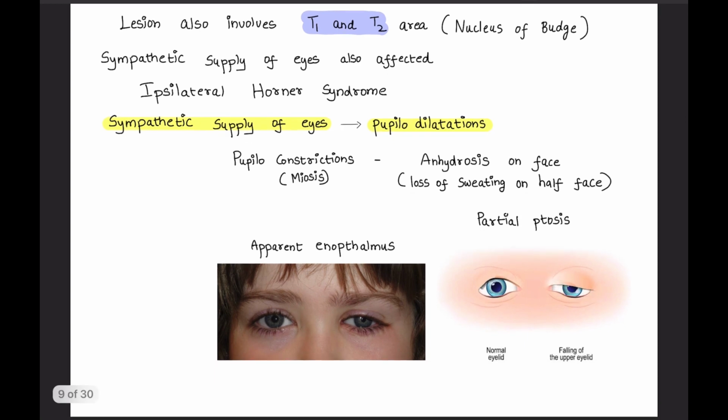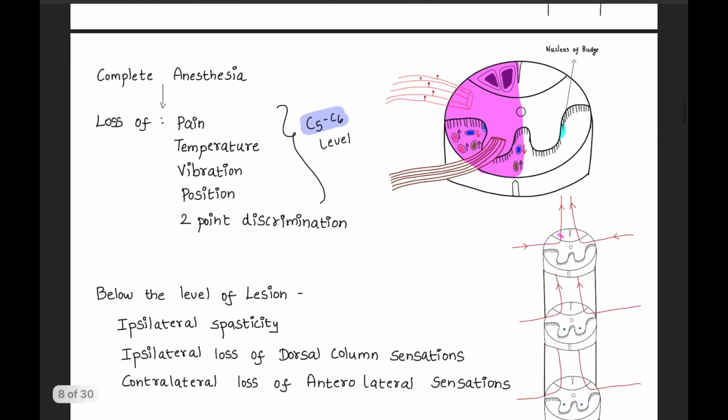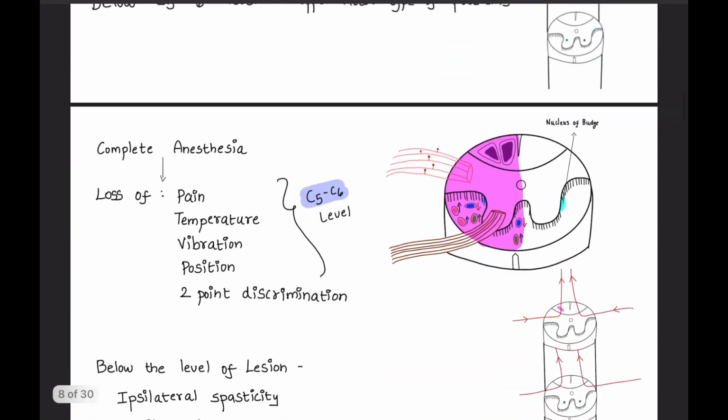But in apparent enophthalmos, the eyeball, you have eye sockets and the eyeball floats in your eye socket. But in enophthalmos, your eye will sink in the eye socket. So you can see the level of the eyeball. So this is all about Brown-Séquard syndrome.